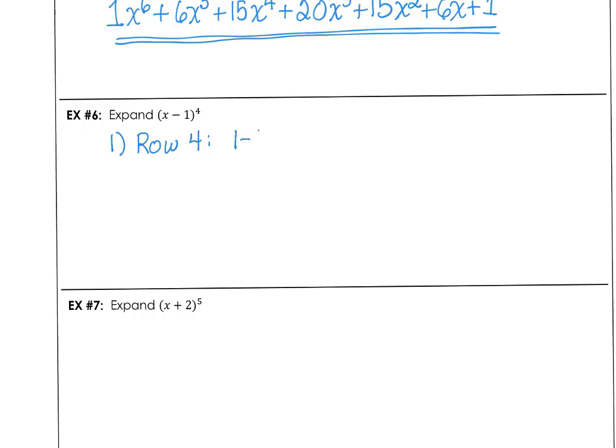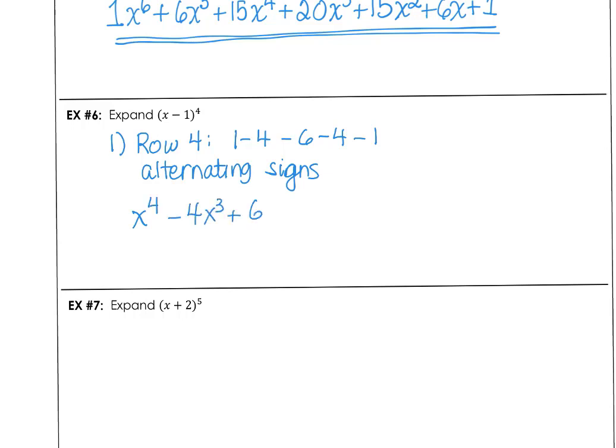Now if you did everything right, row 4 coefficients were 1, 4, 6, 4, 1. And we need to have alternating signs because it's subtraction. So alternating signs, since the binomial is the difference. And that would be 1x to the 4th minus 4x to the 3rd plus 6x to the 2nd minus 4x plus 1. Did you get that right?